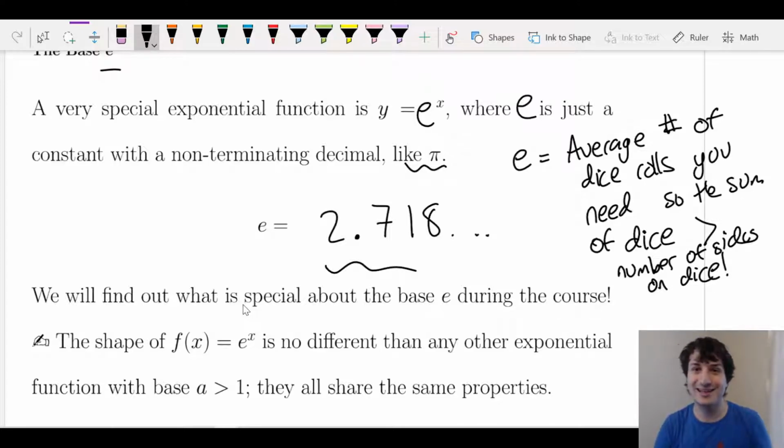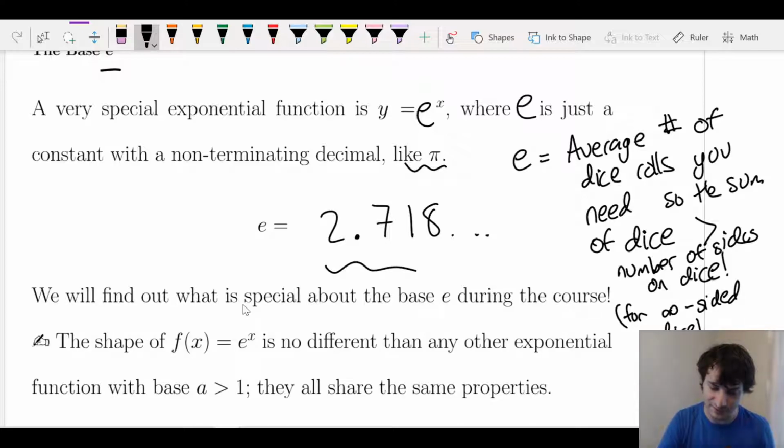And this works if you use an infinitely sided dice. So for 6-sided dice and 20-sided dice, it's not exactly true, but the more sides of the dice you have, the closer and closer you get to this value of e. So maybe I'll say it's this for an infinity-sided dice. So that's my favorite fun fact about e, which you guys now all know.